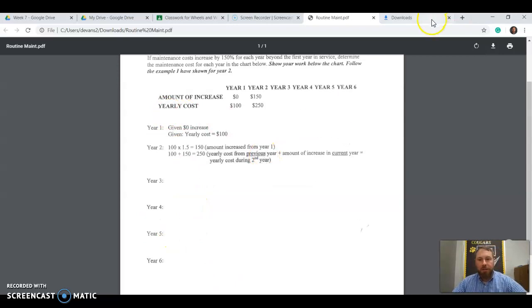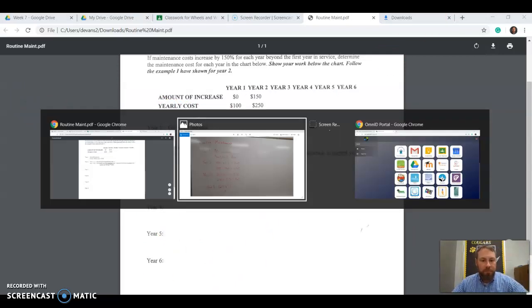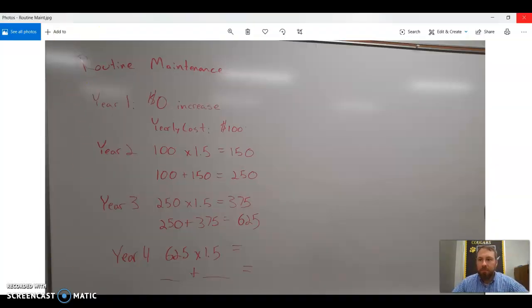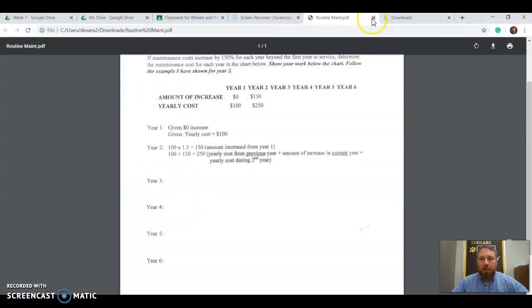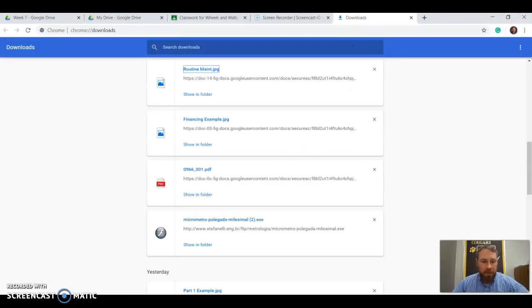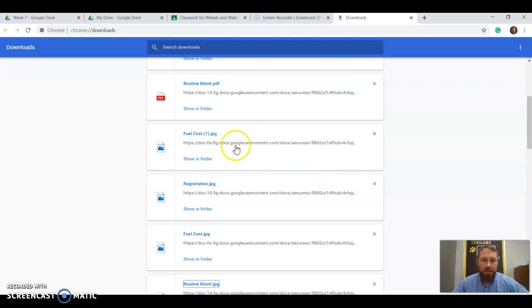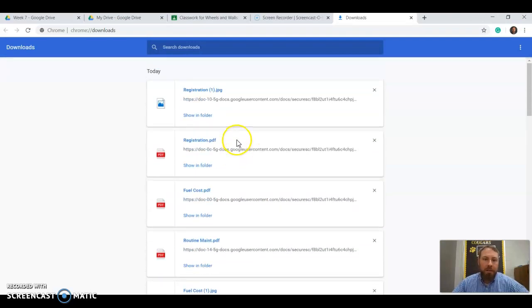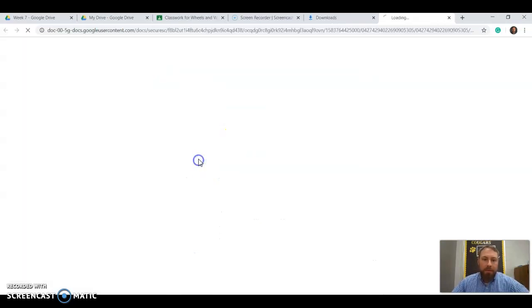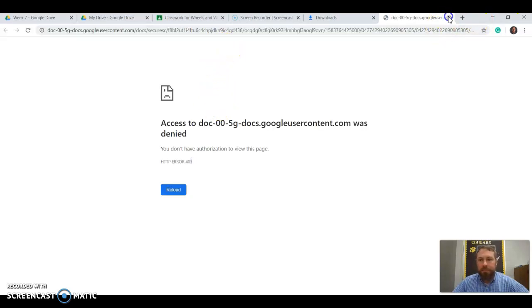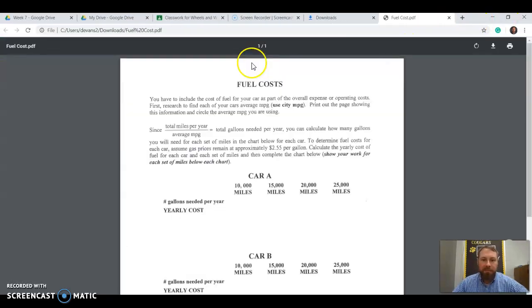All right, the next sheet we're going to look at. Close this one, get out of this one. And the next sheet we're going to look at is fuel costs. All right, so here's the fuel cost sheet.